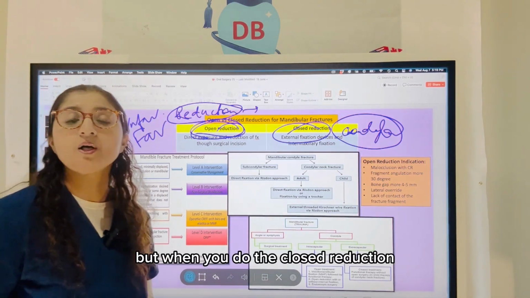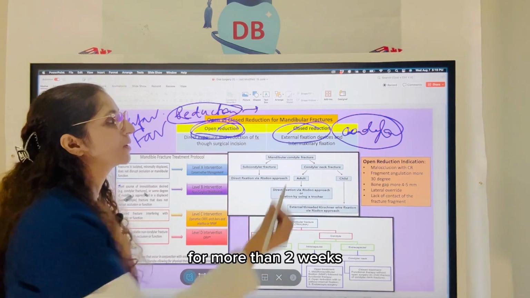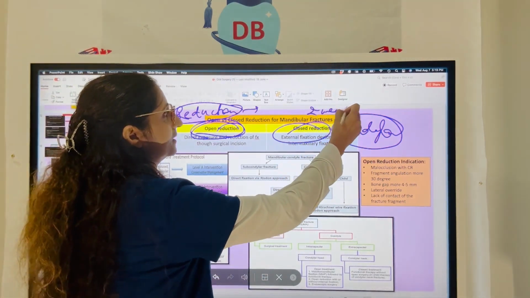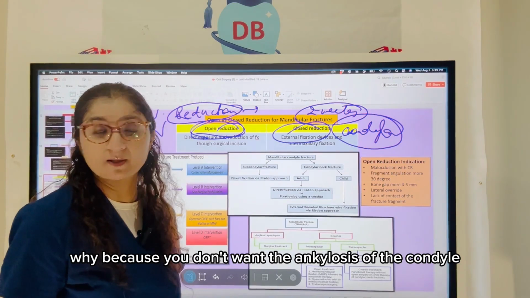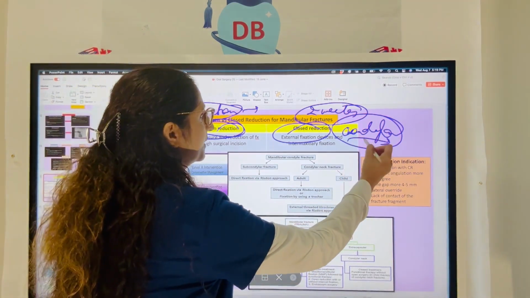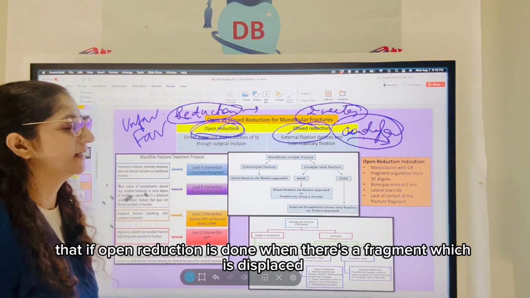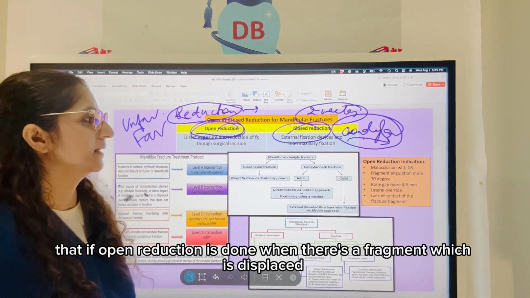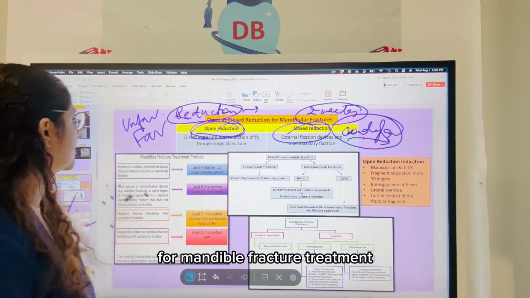But when you do the close reduction, you don't do the immobilization of the jaws for more than 2 weeks. Why? Because you don't want ankylosis of the condyle. But yes, as we discussed, open reduction is done when there is a fragment. So you can see the protocol for mandibular fracture treatment.